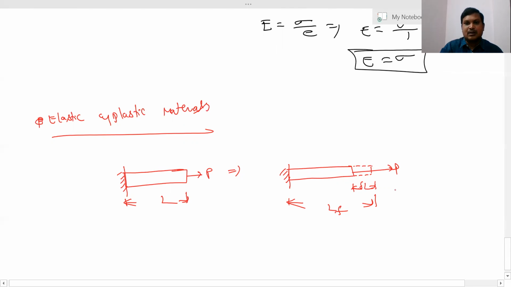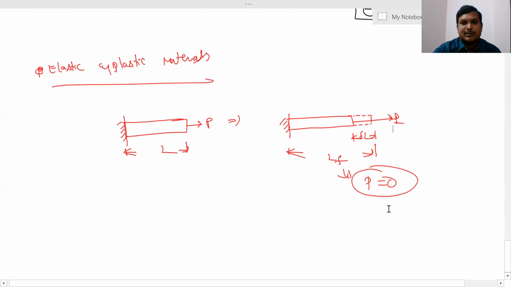When you remove this load, when P is equal to 0, if the material comes back to the same position, that is called an elastic material. So when you take a material and apply the load, the material will deform. After removing the load, it comes back to the original position, the same length L. That is called elastic material. Is it clear?